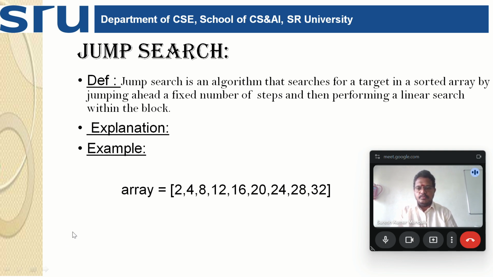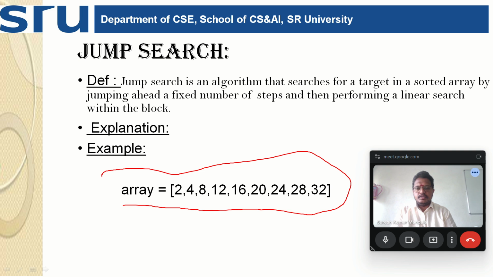We took one example here. This example is an array. Within this, we have the values 2, 4, 8, 12, 16, 20, 24, 28, 32. These values were given. So how does the jump search algorithm work? We will take this example to understand it.